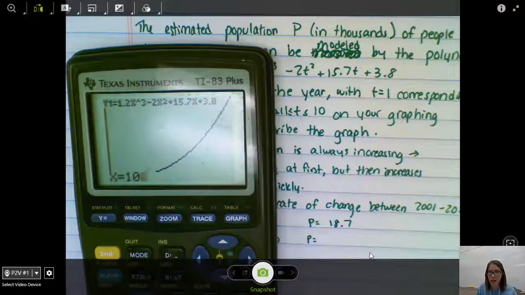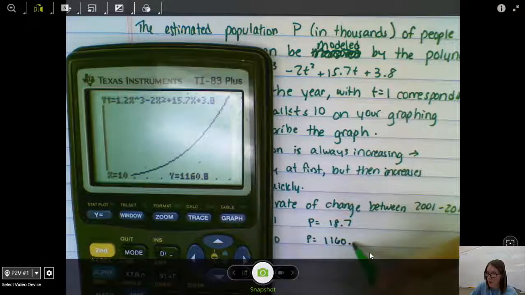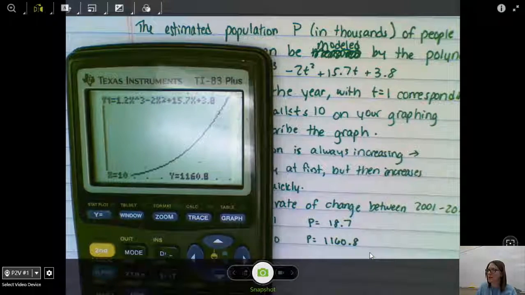And in the year 2010, our population was 1,160.8 thousand people. So it would be 1,160,800 people.